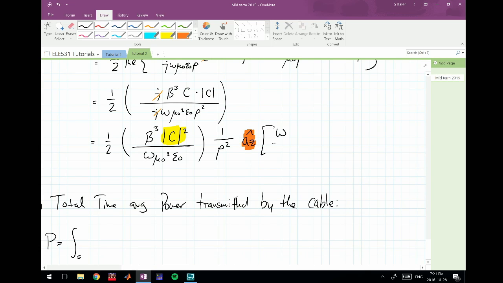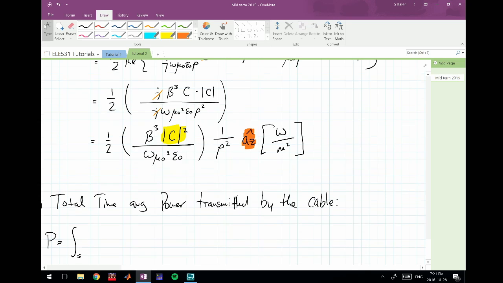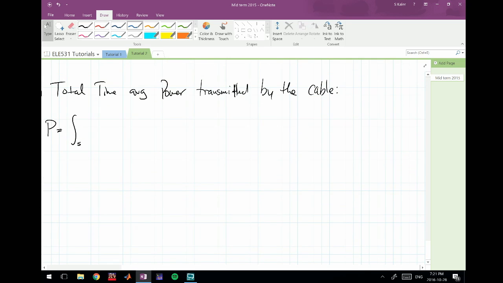Watts per meter squared. Just think about this. You have volts per meter times amps per meter. The volts times amps is watts, and then your bottom becomes meter squared. So that should be there. Thanks for pointing that out. This is just your P average dot dS.